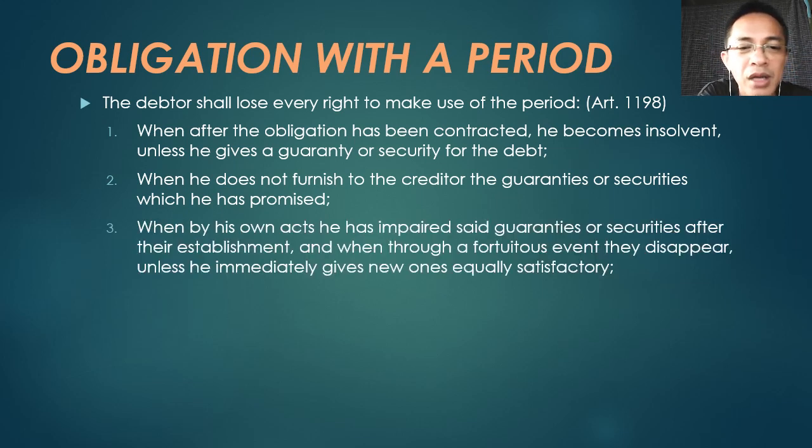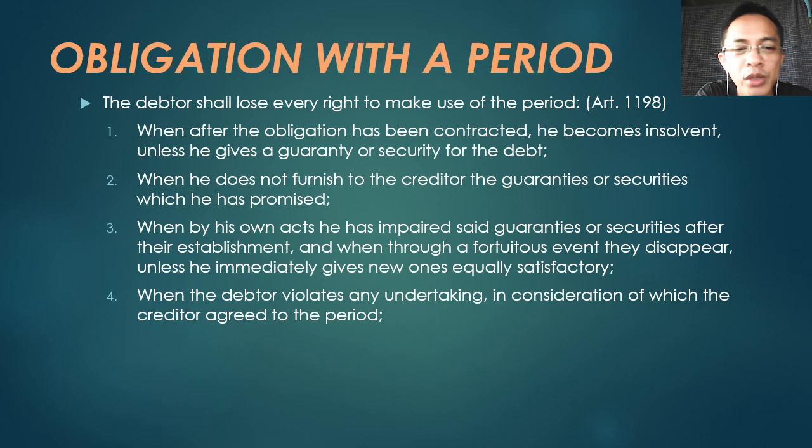Number 3, when by his own acts, he has impaired said guarantees or securities after their establishment, and when through a fortuitous event, they disappear, unless he immediately gives new ones equally satisfactory. For example, umutang ang debtor, nagprenda siya ng kotse. Okay, the utang is payable on December 31, 2020. Pero di pa dumating December 31, 2020, nasira niya yung sasakyan o nasunog. Or nagkaroon ng fortuitous event. So wala nang security, wala nang guarantee. Kahit hindi pa due date, according to law, the creditor can now collect without waiting for December 31, unless the debtor will give a new security or guarantee.